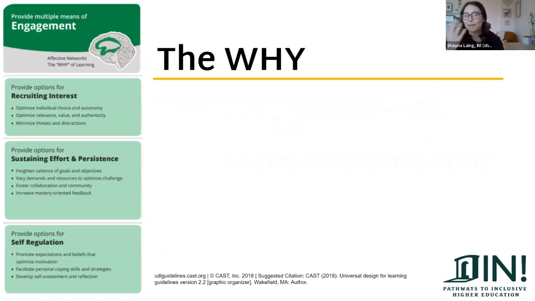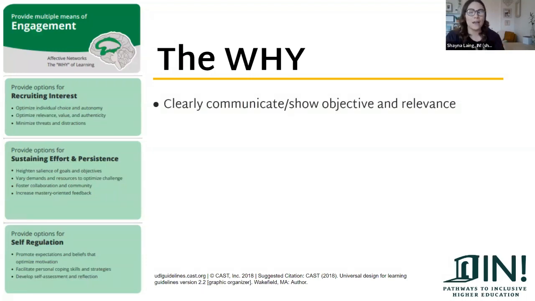So the way that this is broken down at the UDL guidelines website is those 3 categories, which is engagement, representation, and then assessment. Those are kind of broken down by the why, the what, and then the how. Those are kind of the best ways that I describe them. So when you're thinking of the why of instruction, the why of content, what it's really encouraging is that we clearly communicate or show the objective, show the relevance of the information that we're offering.